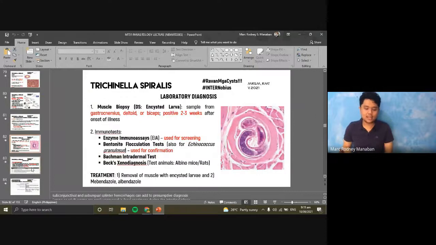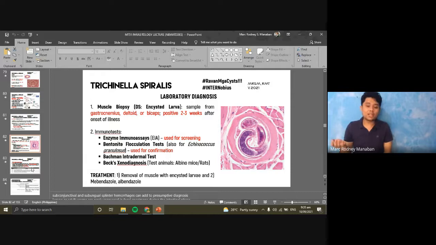Now, we go now to LabDX. Of course, the main method nito is muscle biopsy. Because again, we can see the encysted larva there. But this sample or this test only becomes positive 2 to 3 weeks after the onset of illness. So medyo matagal pa. So if we want to detect rapidly, then we go to immunotest, no? So you have the enzyme immunoassays as screening tests. And then those positive in EIA, ato siya i-confirm with bentonite flocculation test. And bentonite flocculation tests are also used for echinococcus granulosus, take note. So bentonite flocculation tests are for confirmatory. Enzyme immunoassays are for screening, all right?